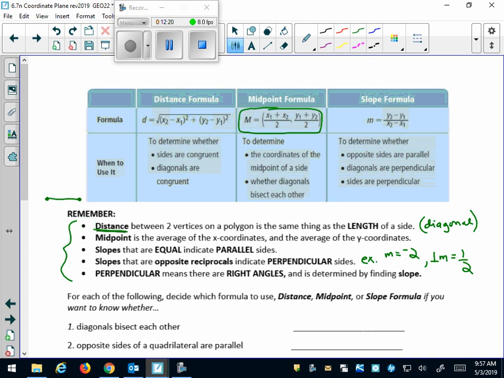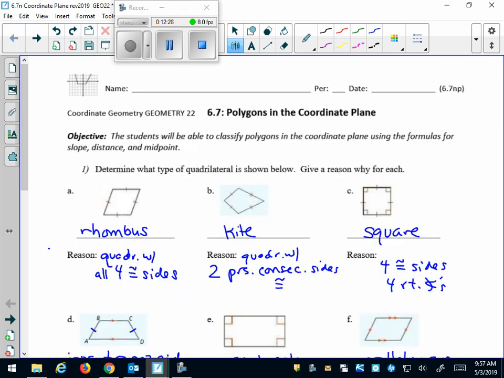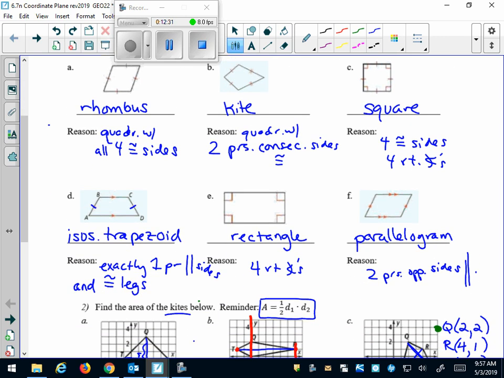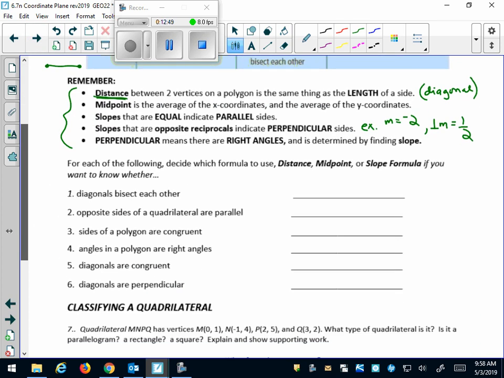Okay, but what does that mean? When we're talking about the definitions of these quadrilaterals, I don't see anywhere where we said the word perpendicular. But what did we say that relates to perpendicular? Right angles. Perpendicular lines are two lines that come together at right angles, right? We got that here, we got that here. So perpendicular means that there are right angles in the figure. So if two sides are perpendicular to each other, that's an indication that maybe it's a rectangle or a square because there are right angles.